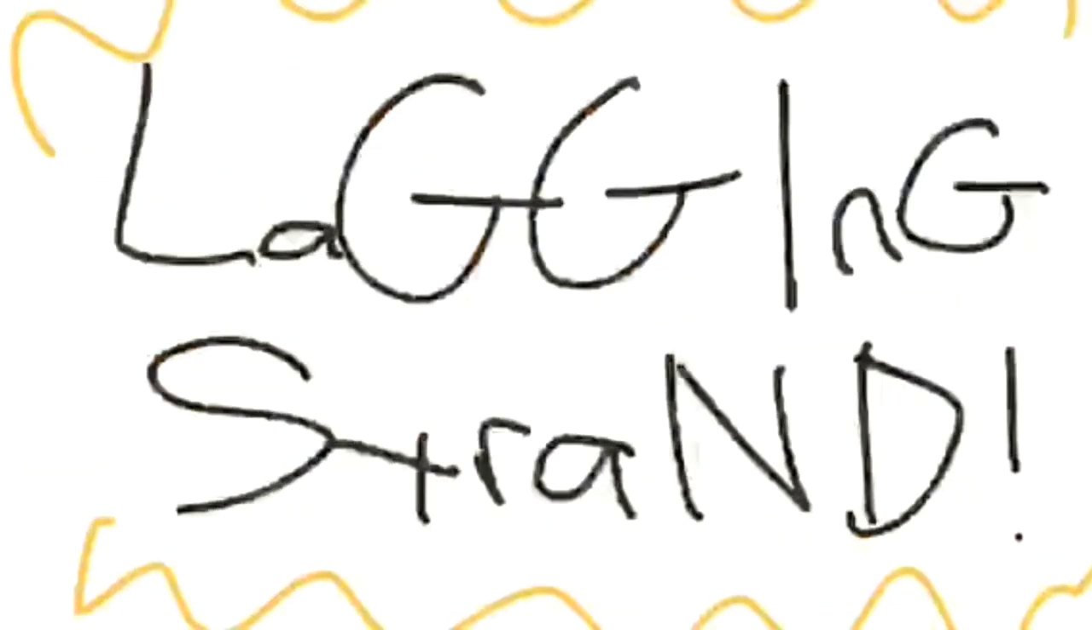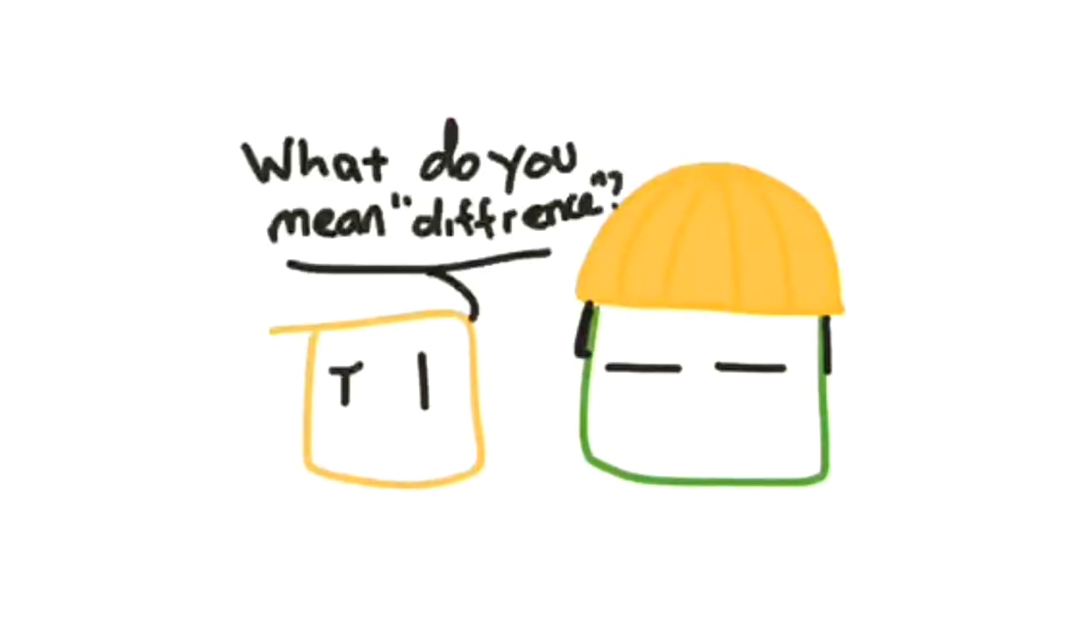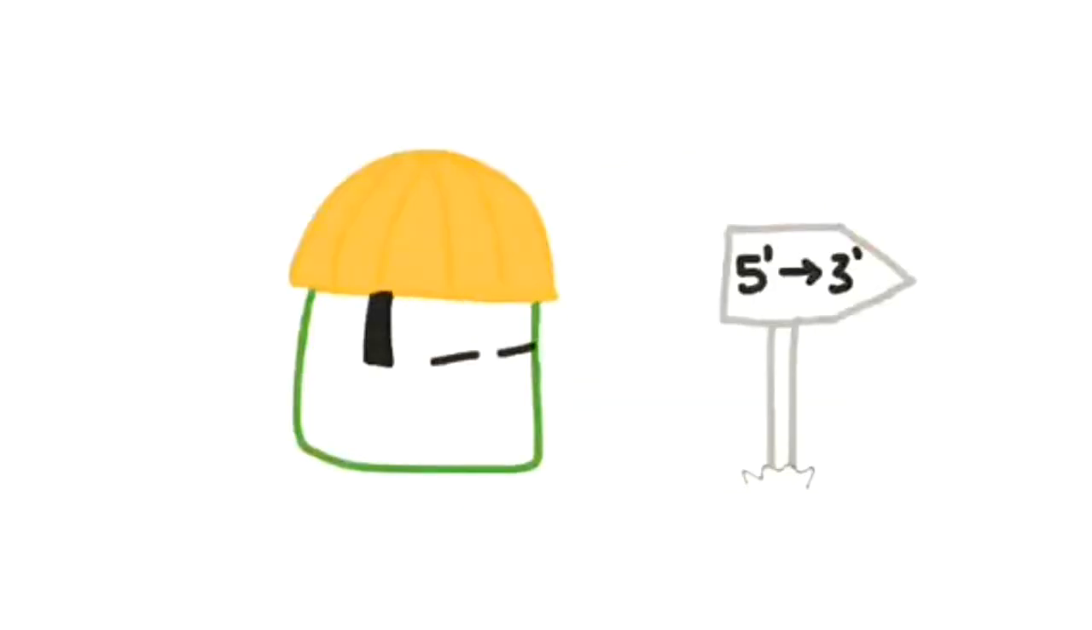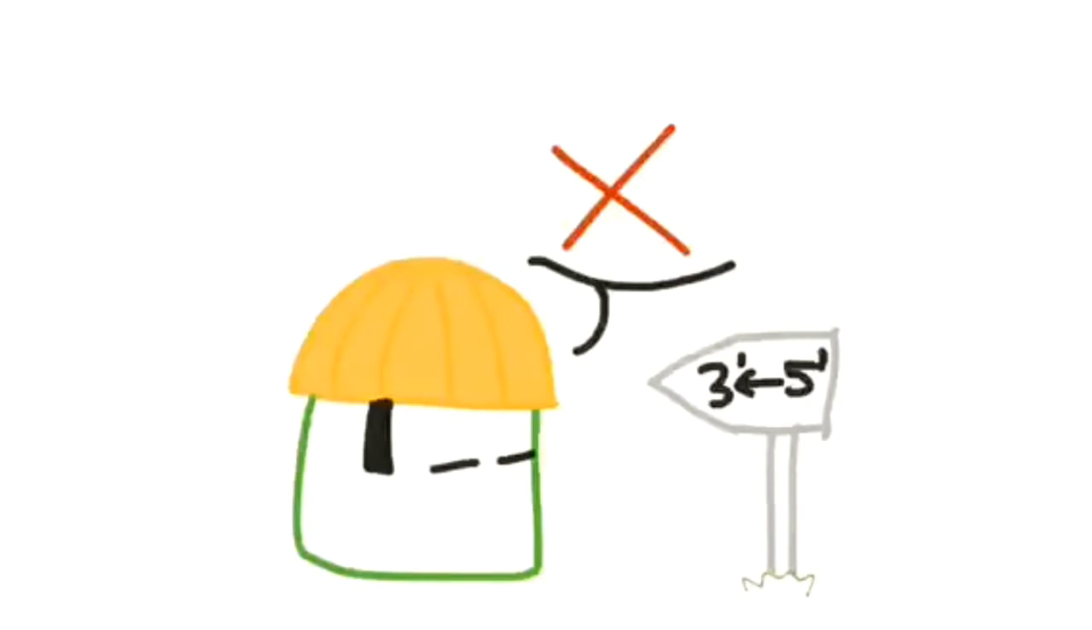Lagging strand. It is a bit different and more complicated than the leading strand. I'll explain how. Remember that polymerase can only work in the 5' to 3' direction, meaning that it is impossible to work from 3' to 5'. However, it is still able to move in that direction without working.